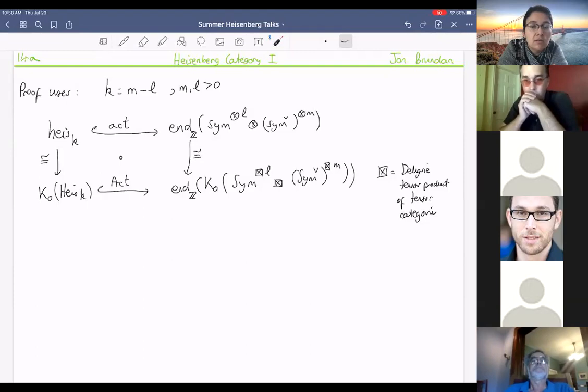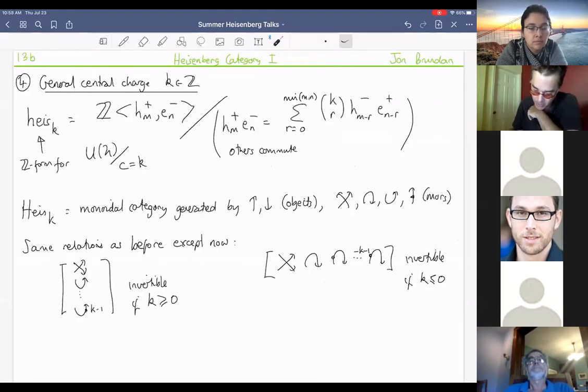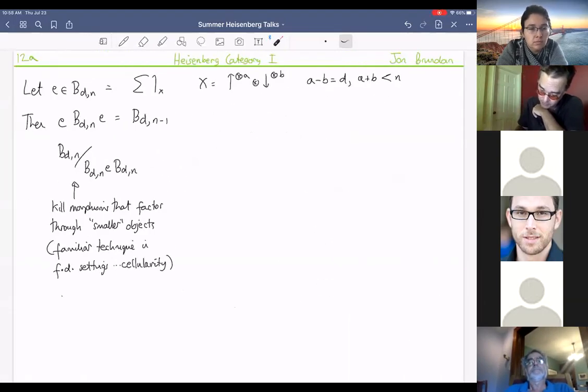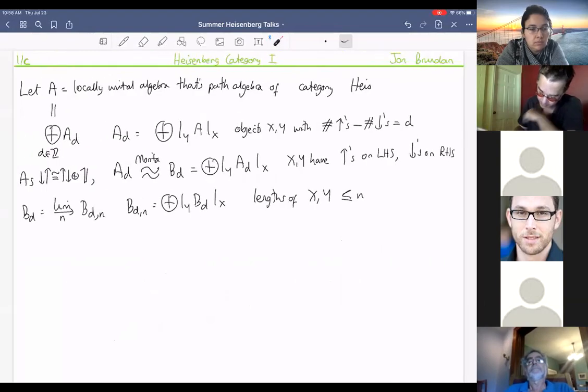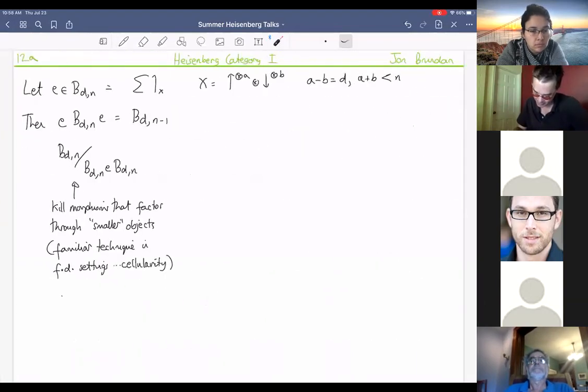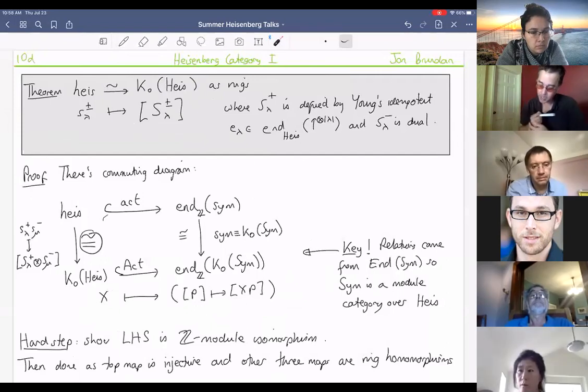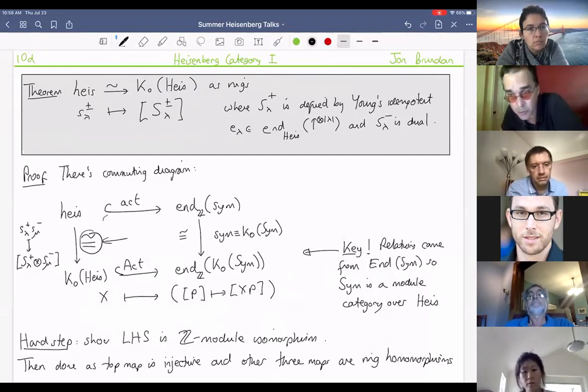So which steps were missing in my original paper? I mean, you had all the steps, except that you didn't have this hard step. So let's find where that goes. That's this diagram here. So you didn't know how to prove that this left-hand map was an isomorphism of Z modules.